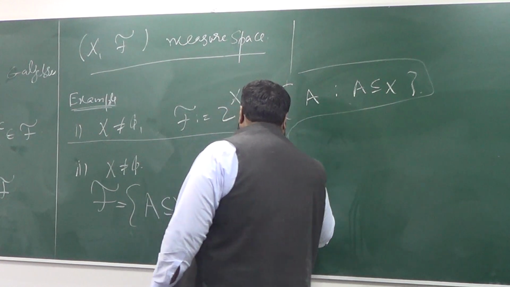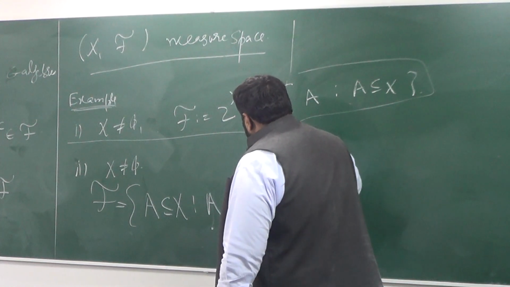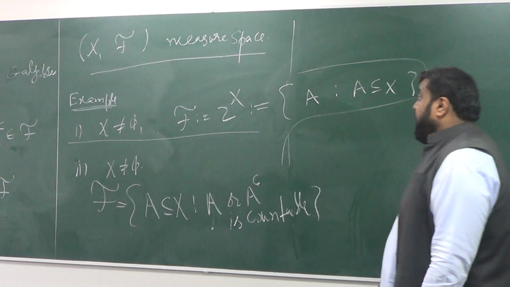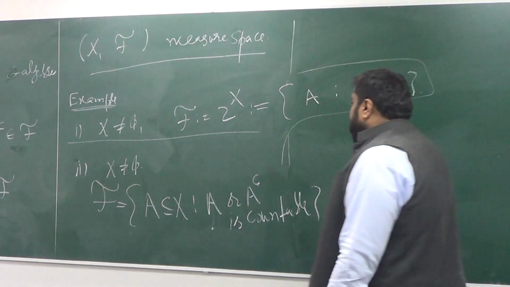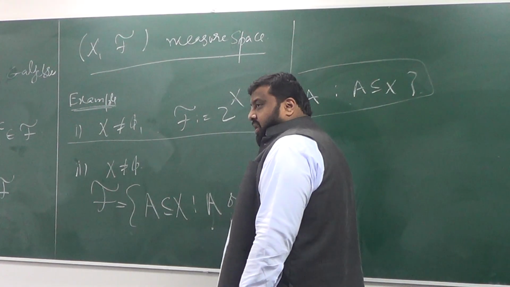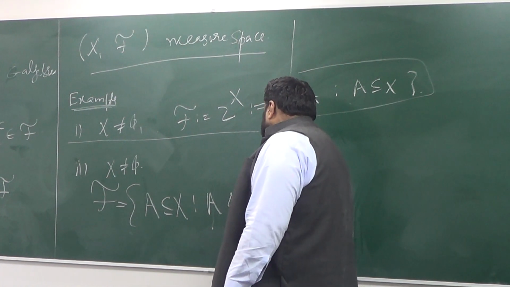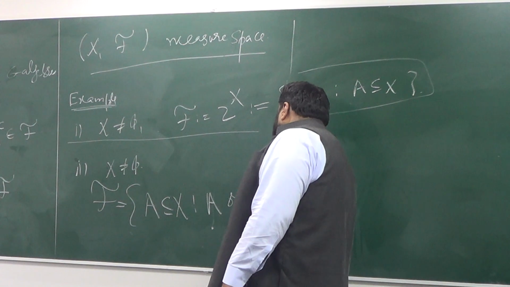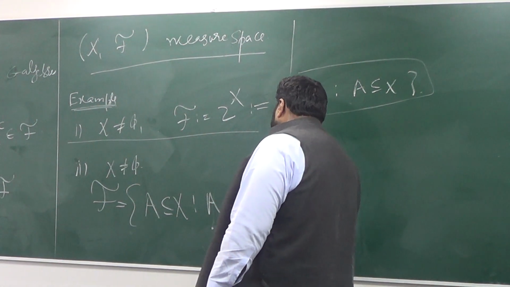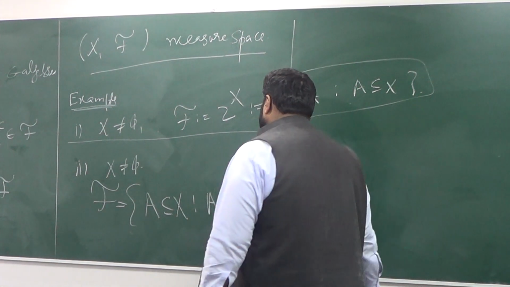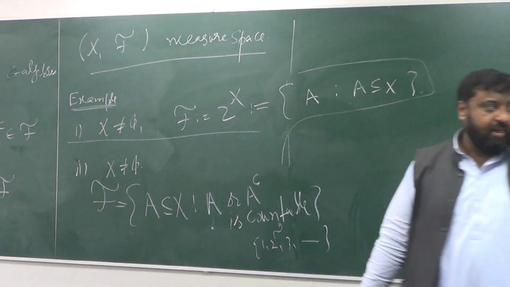Okay, so either A or its complement is countable. By countable, what do you mean? Something is countable if it is similar. There is a 1-1 correspondence between the set of natural numbers and that set. Yes, sir. Okay, so this is what countability means actually.